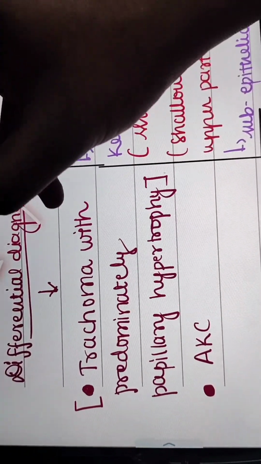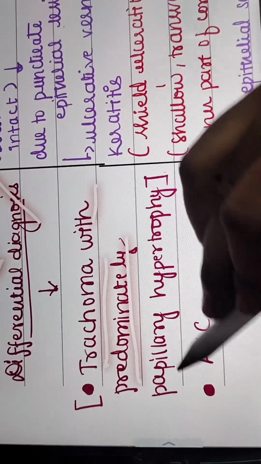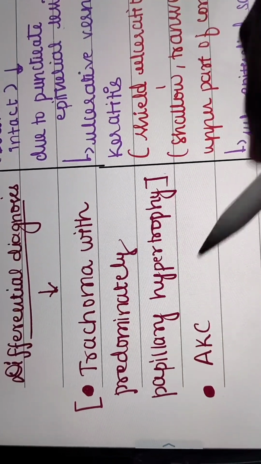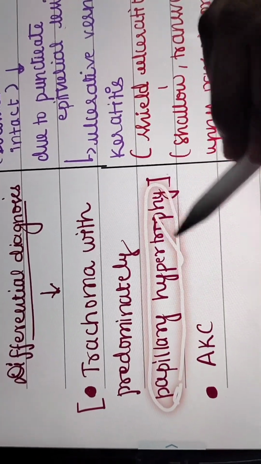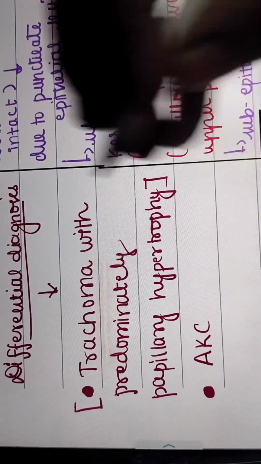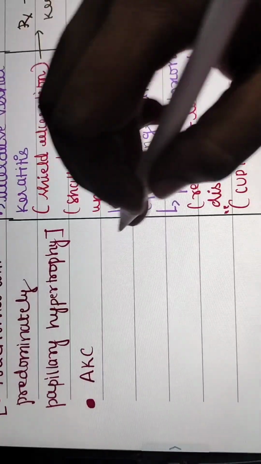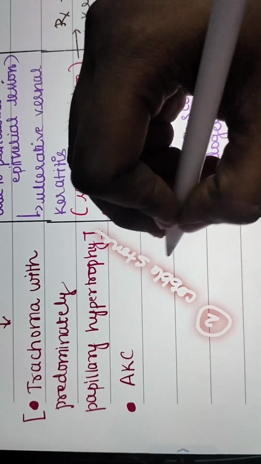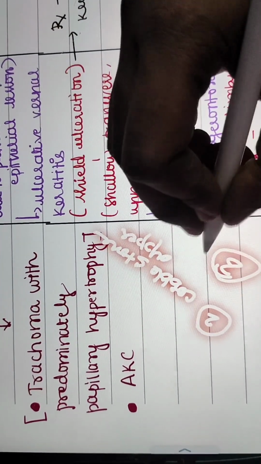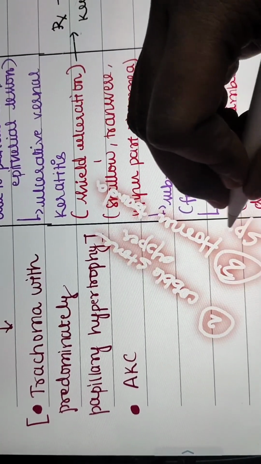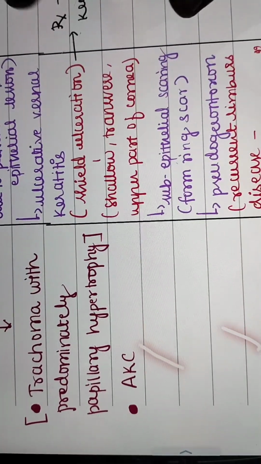If you see the differential diagnosis for VKC, that is trachoma with predominantly papillary hypertrophy and also your AKC. Okay, and in the palpebral form, I told you a giant hypertrophy will be there, that is also seen in trachoma. So these are the differential diagnoses for VKC. Okay, so you have to remember two things. One is your cobblestone appearance. Next is your Horner-Trantas spots. Okay, so these are the two things you have to remember.